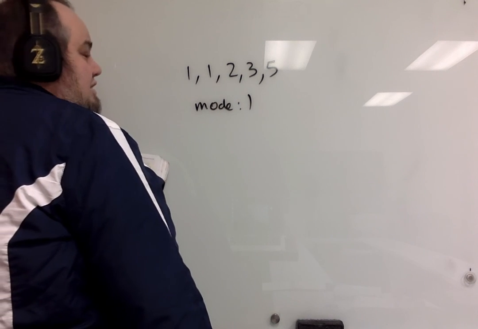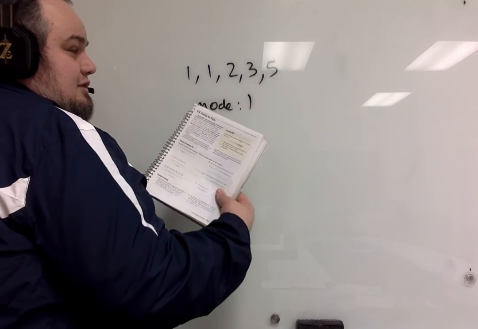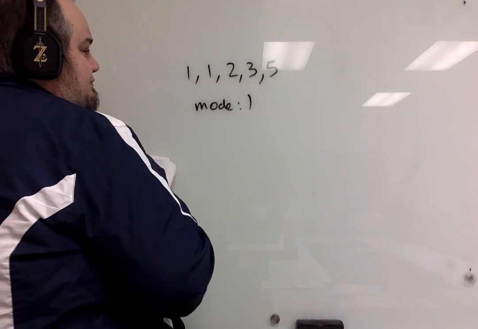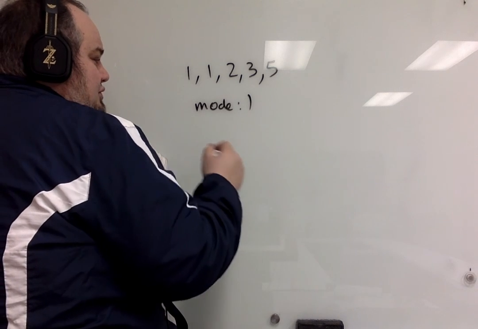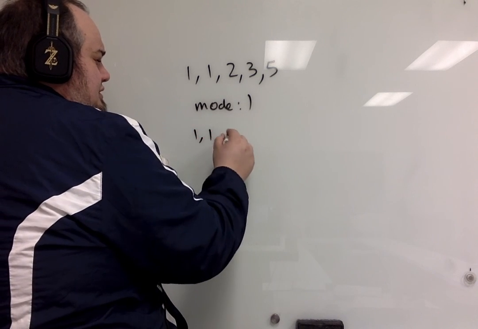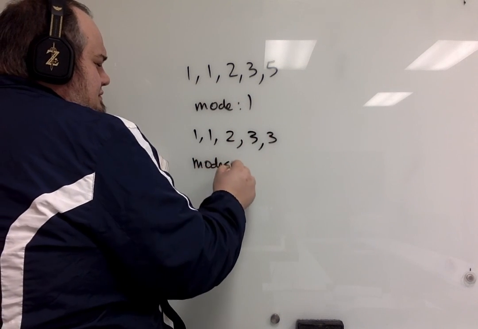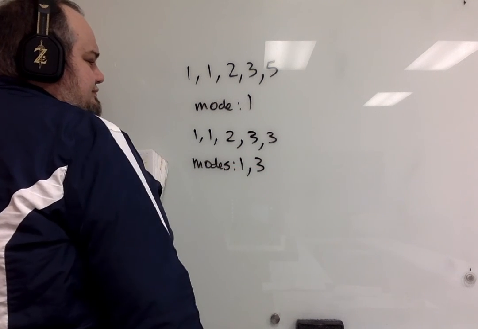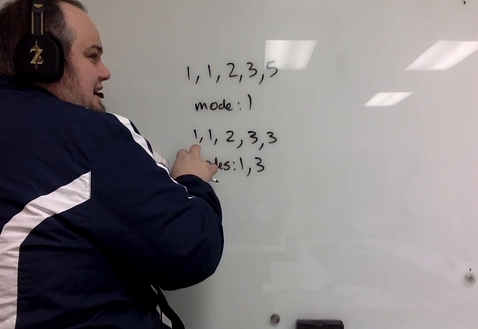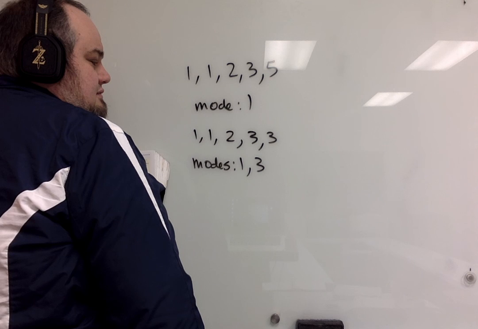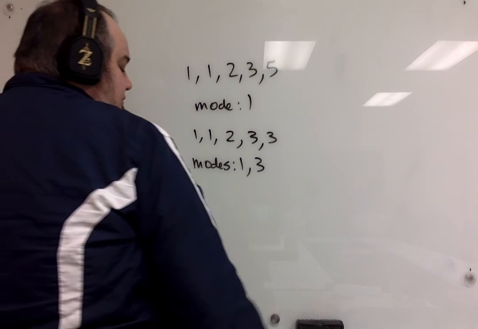Now it's possible that there will be more than one mode. So your book talks about 2 different examples. Bimodal means that there's 2 modes, just like bicycle means that there's 2 wheels. So let's look at an example with that. Let's say we had 1, 1, 2, 3, 3. Here we actually have 2 modes. We have 1 and 3. 1 occurs more than 2, 3 occurs more than 2. They both occur the same number of times. So that means we have 2 modes, so this group of numbers will be considered bimodal.